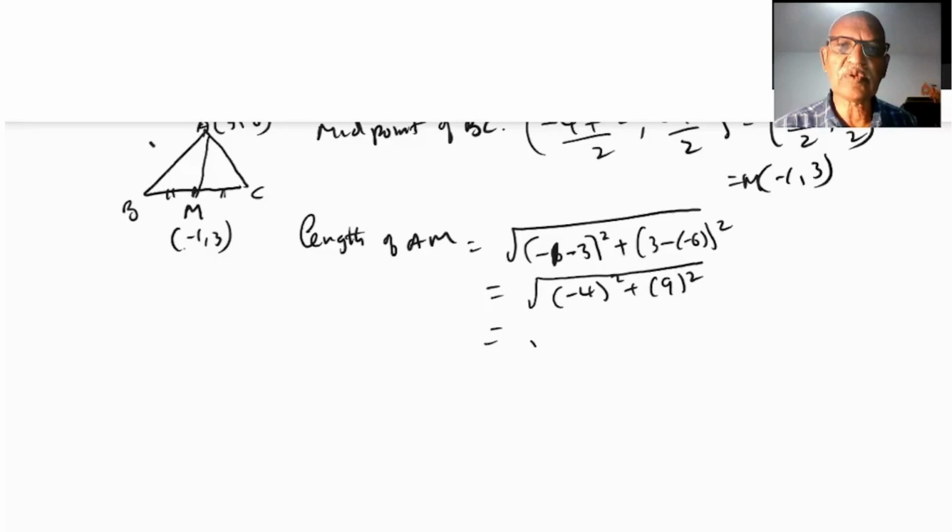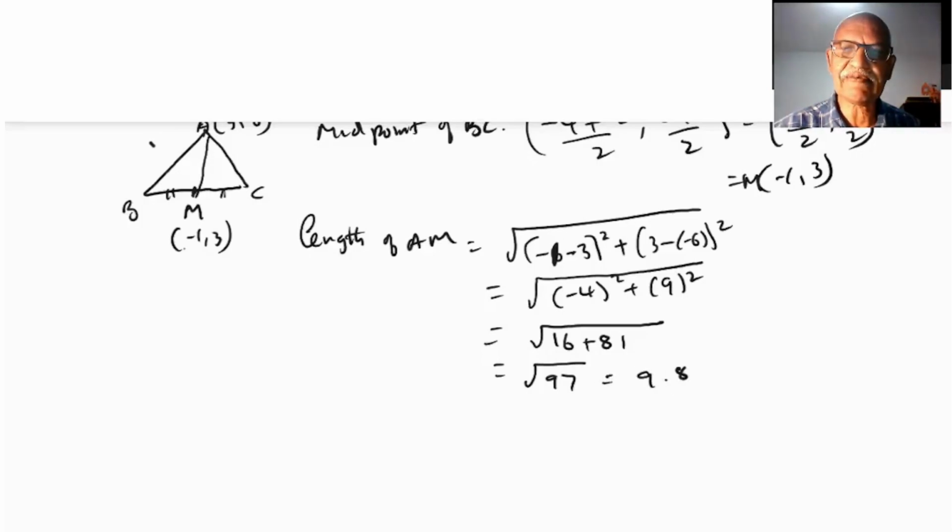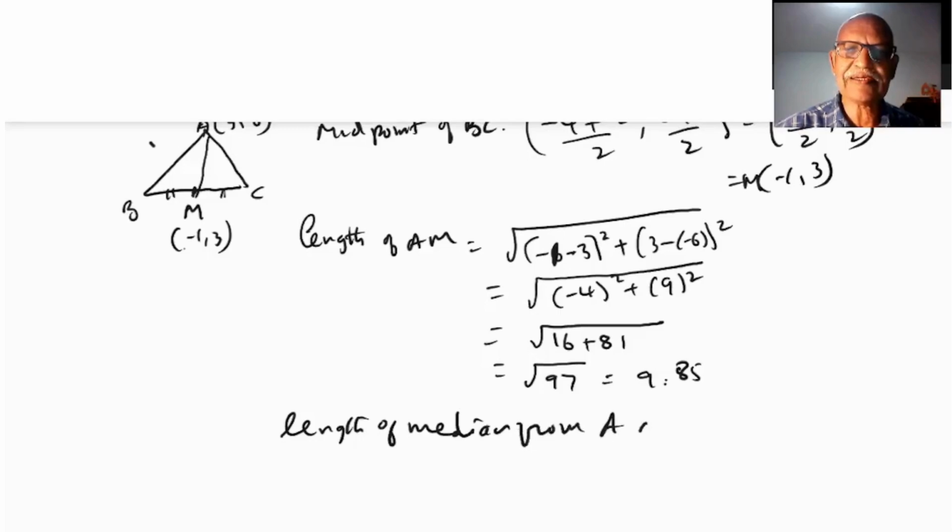So this will be square root of 16 plus 81, which is square root of 97, which is approximately 9.85. Therefore, length of median from A is 9.85. Okay, so that's the length formula combined with the midpoint and with the median. So that's it for the length formula.